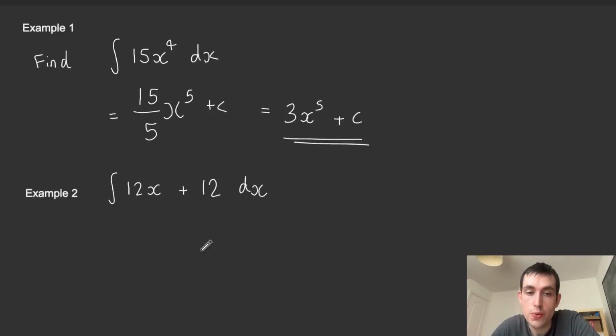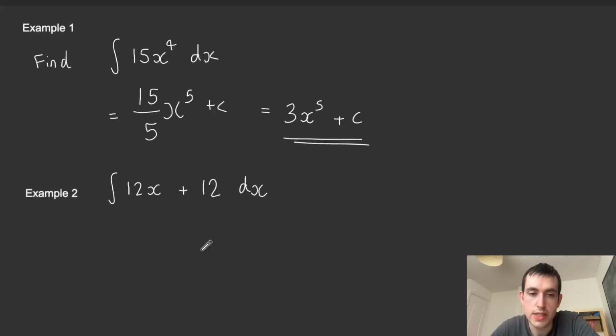Now example 2 has some harder integration, and also it's got two terms. So firstly, if it's got two terms, simply do one at a time. That should make sense if you've done the differentiation, because if you have to differentiate two things, then you just do the first thing and then the second thing.